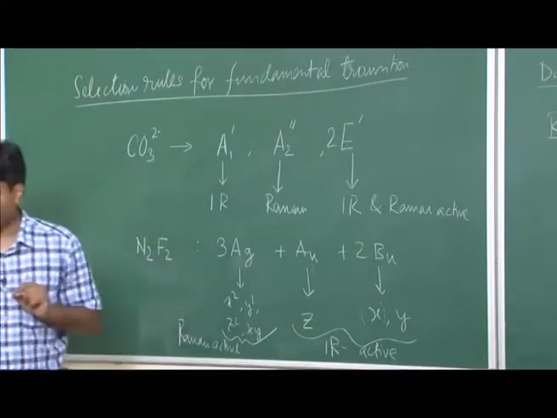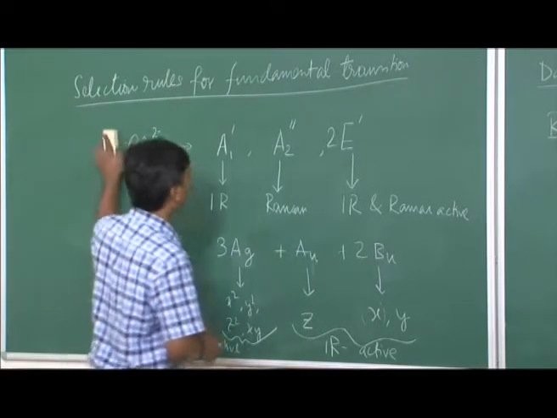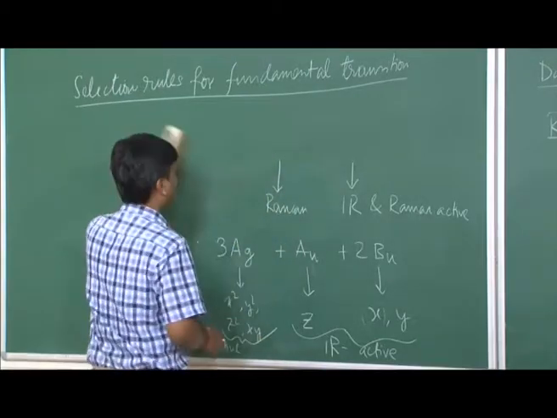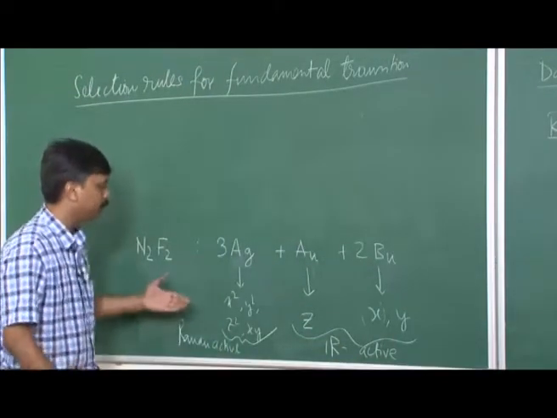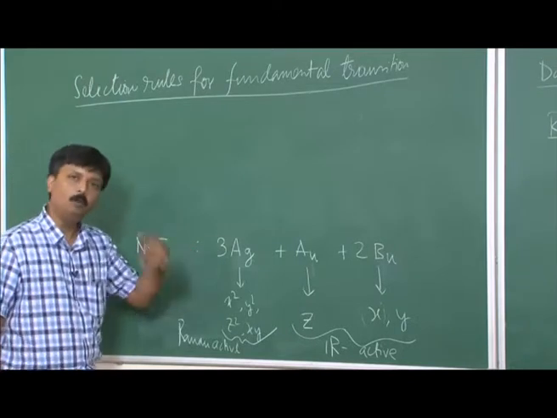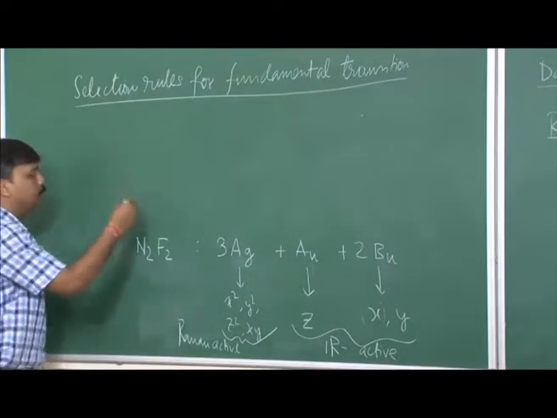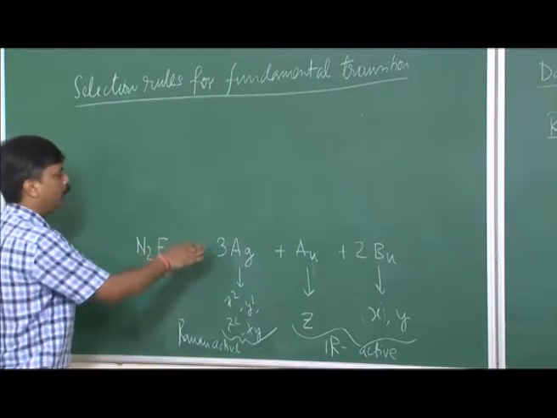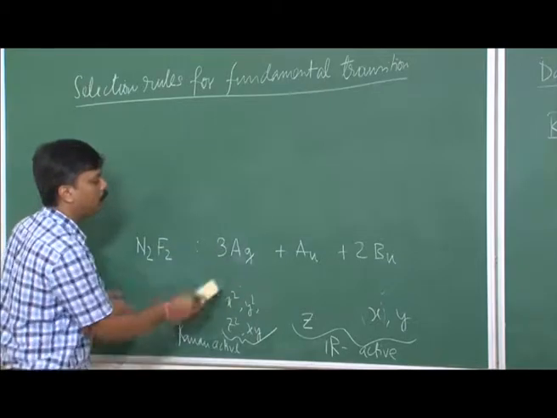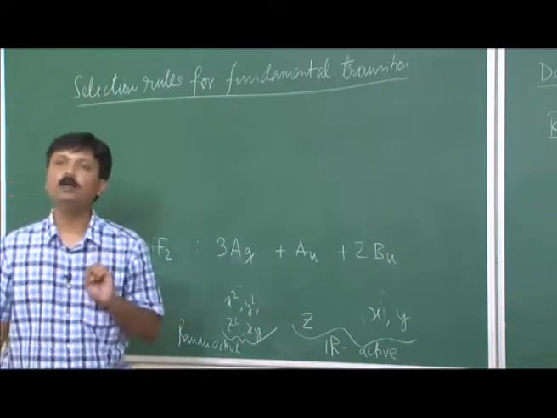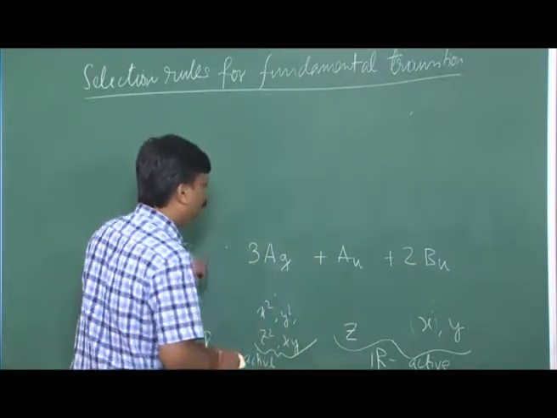Okay. So now after we could separate out the Raman active or infrared active modes using the symmetry, now we will go back to the original problem of this N2F2 molecule and its normal modes. Okay. So we got these 6 normal modes and their symmetries. Now, we do not have any idea what these normal modes are, okay, how they look like, okay. So, how do we do that?